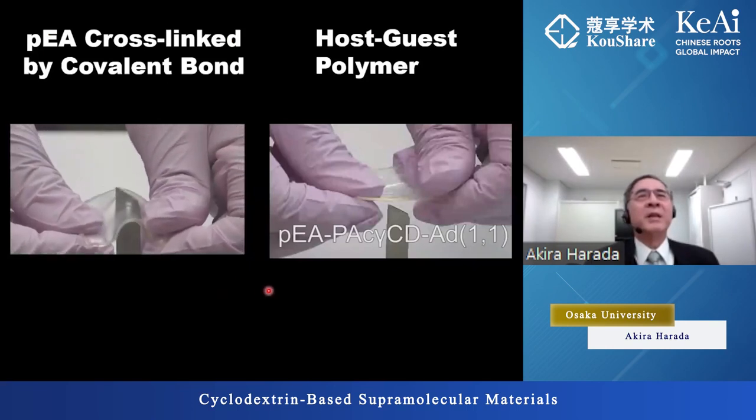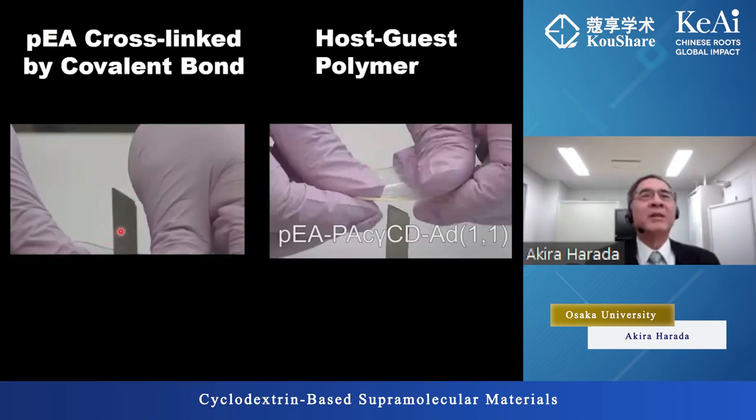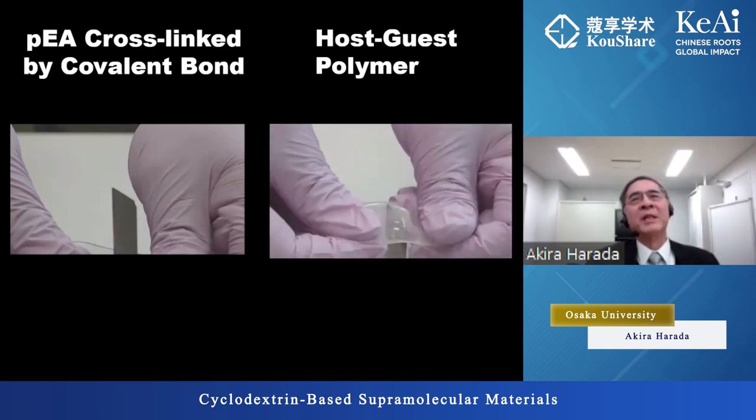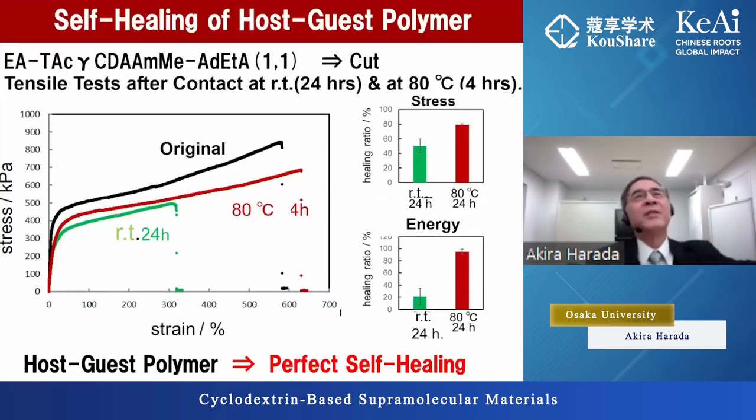Surprising. These are the piercing tests. This is polyethyl acrylate cross-linked by covalent bonds. In this case, butylene bisacrylate was used. The films broke easily, but this is a supramolecular material, so the polymer did not break. Very tough. Host-guest polymers were also found to be able to heal automatically, only by contact. At room temperature, it takes 24 hours to regain stress, here, the green part. But it took only 4 hours at 80 degrees to recover stress and the total energy 100%.